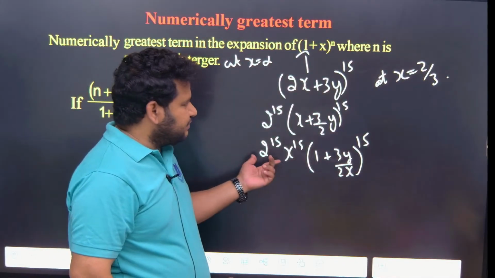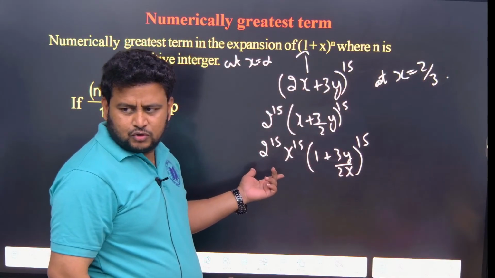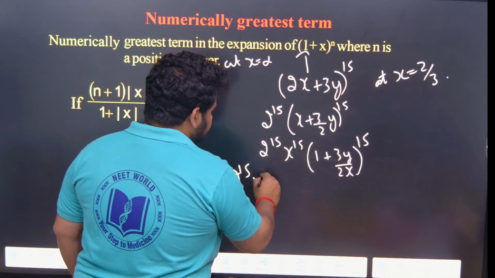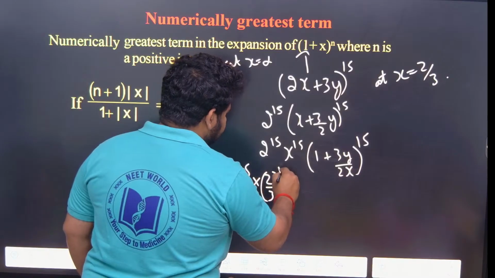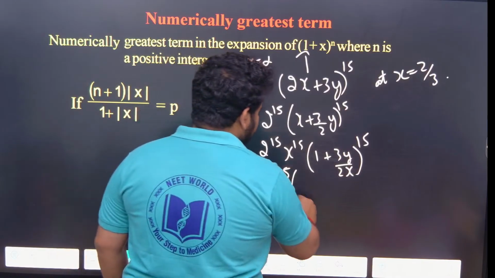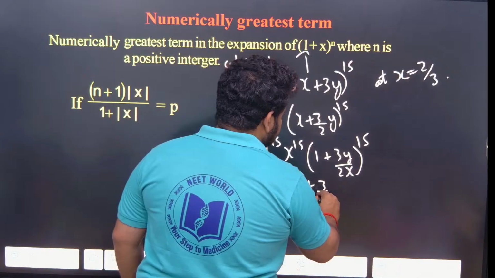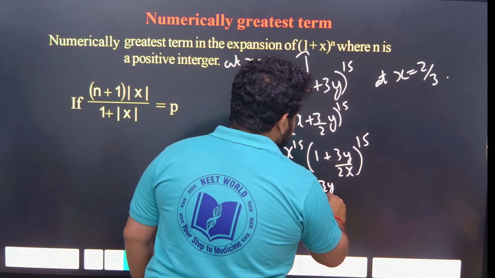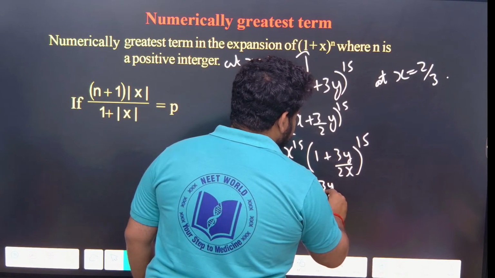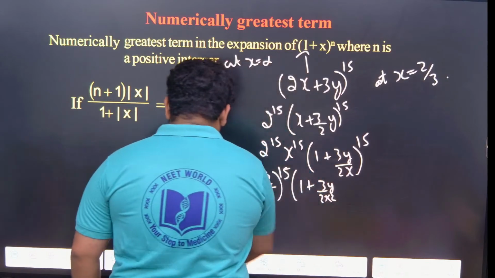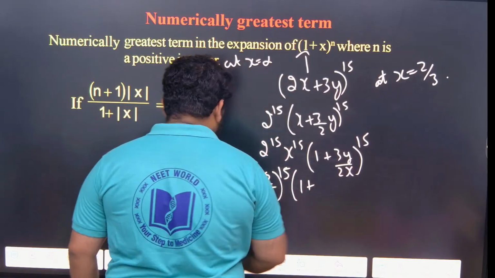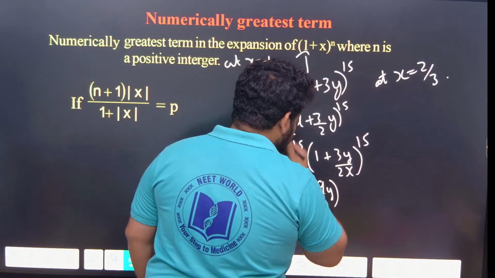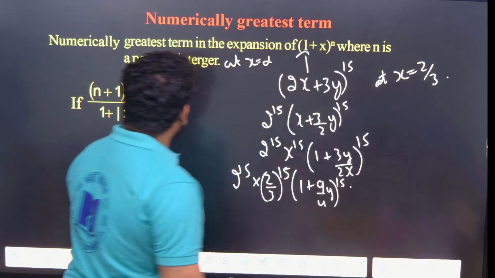Now wherever x is there, I can put the value 2 by 3. So this will become 2 power 15 into (2 by 3) power 15. Now this will be (1 plus 3y by 2x). 2x is 2 into 2 by 3, this 3 will go up, so it is 9 by 4 into y, to the power of 15. So this is of this form.